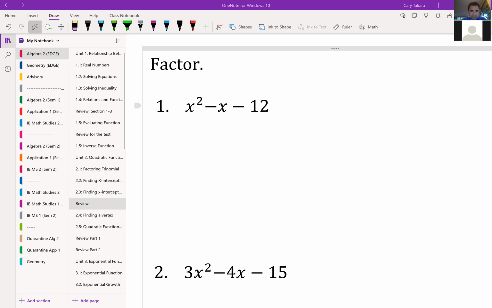All right, it's been a minute. Were you able to factor that? Number one? How did it go? Do you have the steps all established in your mind? Do you know how to go about factoring? Yeah.